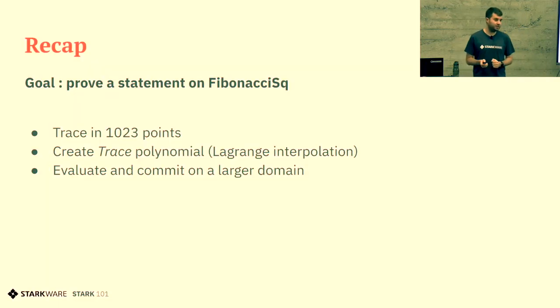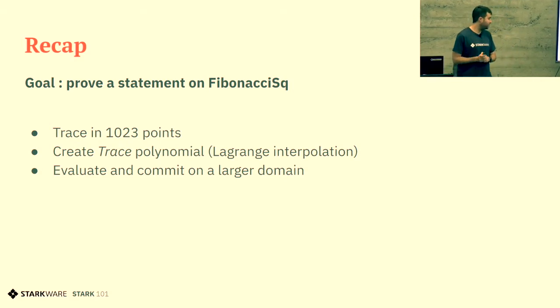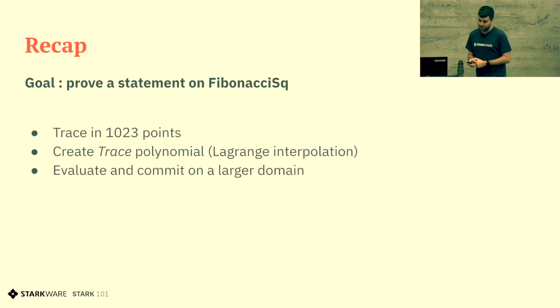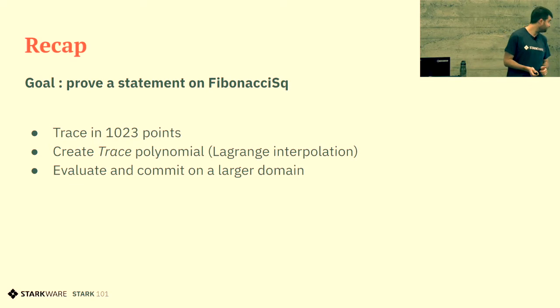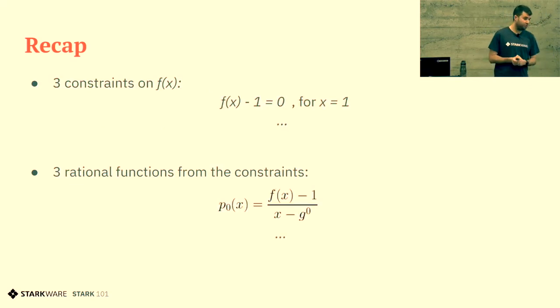We started the day by stating the main goal of today, which was to prove a statement on the Fibonacci square sequence. In order to do that, we constructed a trace in 1023 points. We then created the trace polynomial using Lagrange interpolation, and we then evaluated and committed on a larger domain. We then constructed 3 constraints on f(x), for example, this constraint. And then we created 3 rational functions from the constraints, for example, this rational function from the first constraint.